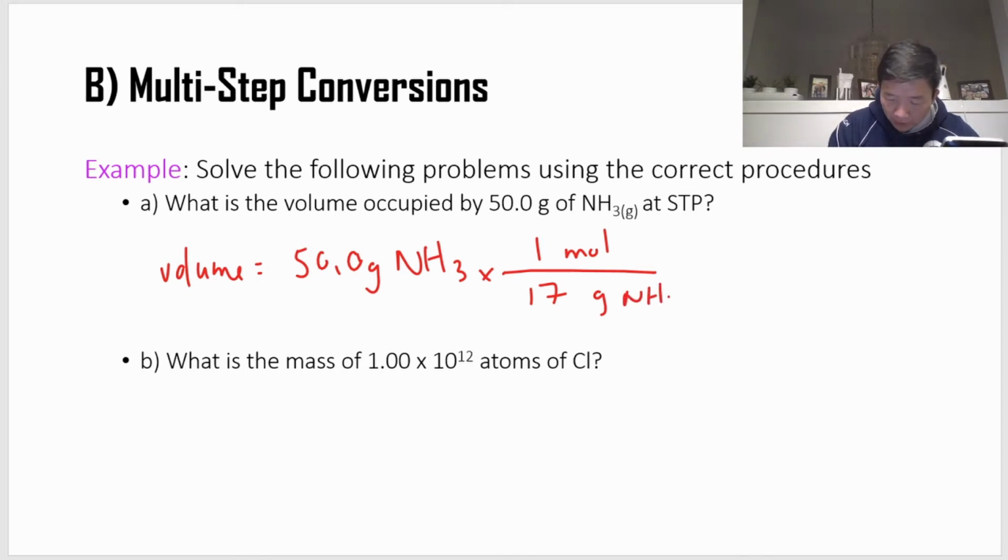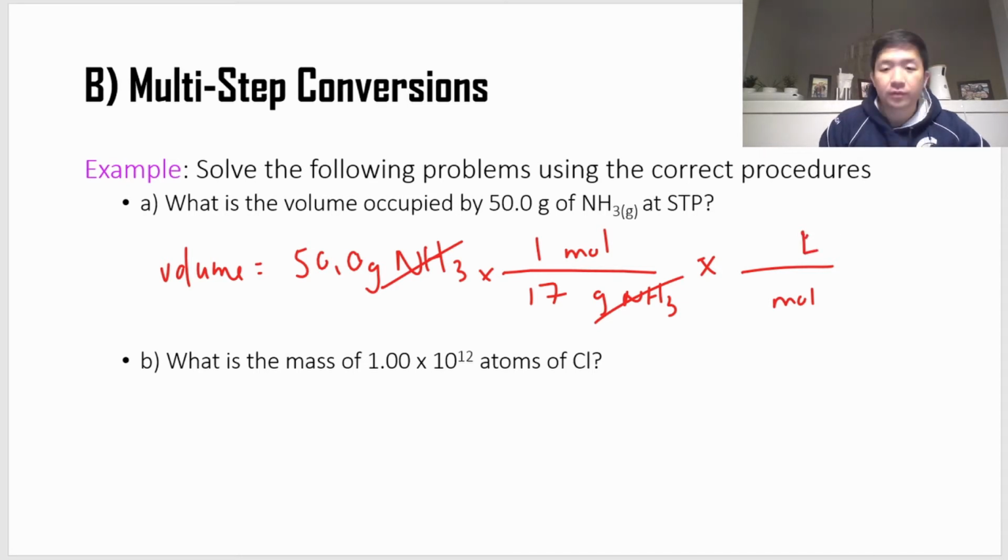grams of NH3. Here we can cross multiply, or cross out. Now remember, I'm not happy at moles because that's not where I want to end up. I want to end up at volume. So I'm going to then convert from moles to volume. Volume, so this is going to be liters. Kind of had a brain freeze there.